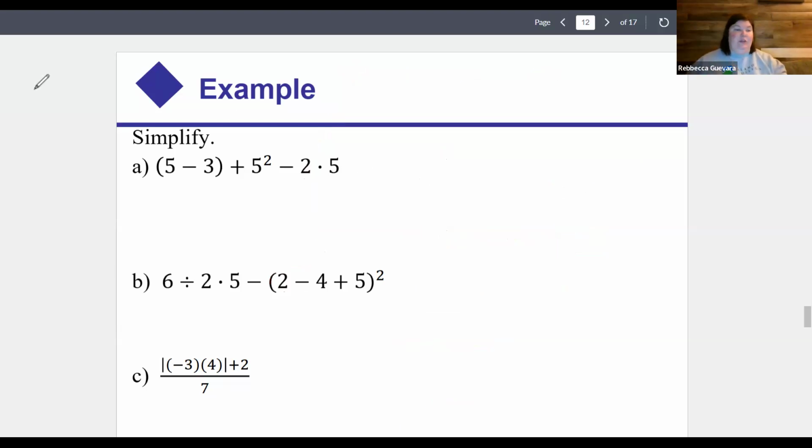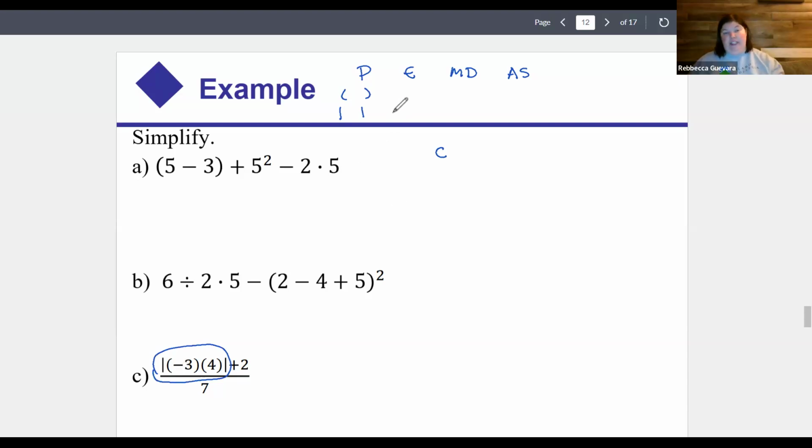So this one, I said one of my grouping symbols could be something other than parentheses. I've said there's brackets and all that stuff. You can also have your absolute value bars, meaning I have to deal with what's in an absolute value first. So for C, I have to deal with these absolute values first. So that is one grouping.